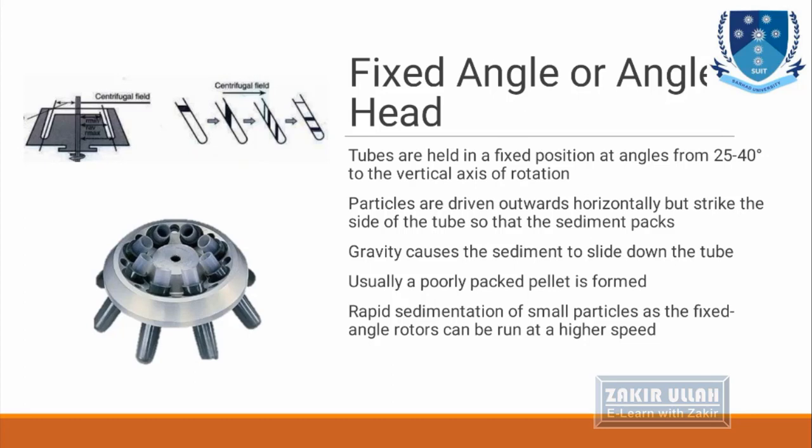as compared to the horizontal or swinging bucket type of centrifuge like the previous type. The pellet is poor because after stopping, when the gravity decreases, certain particles of the pellet detach from the other particles and mix with the supernatant. So that's why we call the pellet formed here poor as compared to a swinging bucket centrifuge.